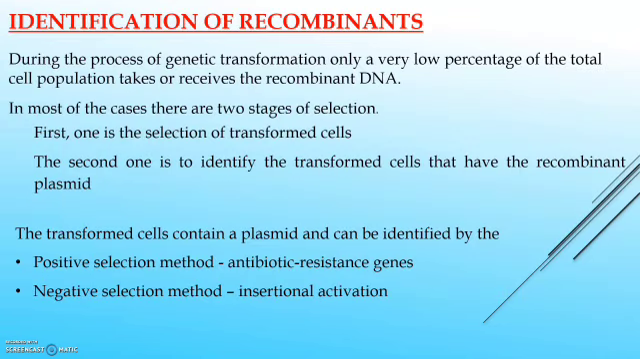Next one is identification of recombinants. Once the recombinant DNA is introduced into the host cell, it is followed by the selection of those cells which contain the recombinant vectors. During the process of genetic transformation, only a very low percentage of the total cell population takes up the recombinant DNA. Therefore, it is very important to have an efficient screening method to select the transformed cells, or those cells that have taken the foreign DNA.